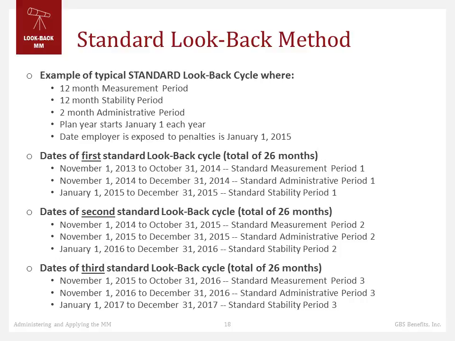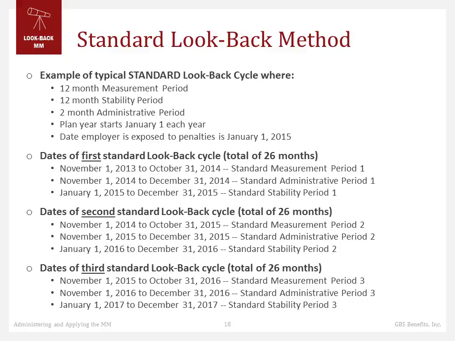Your administrative period 1 is November 1, 2014 through December 31st, 2014, and then the stability period is January 1, 2015 through December 31st, 2015. So again, that just repeats exactly the same way because they've got the 12-month cycle and you just change the years.